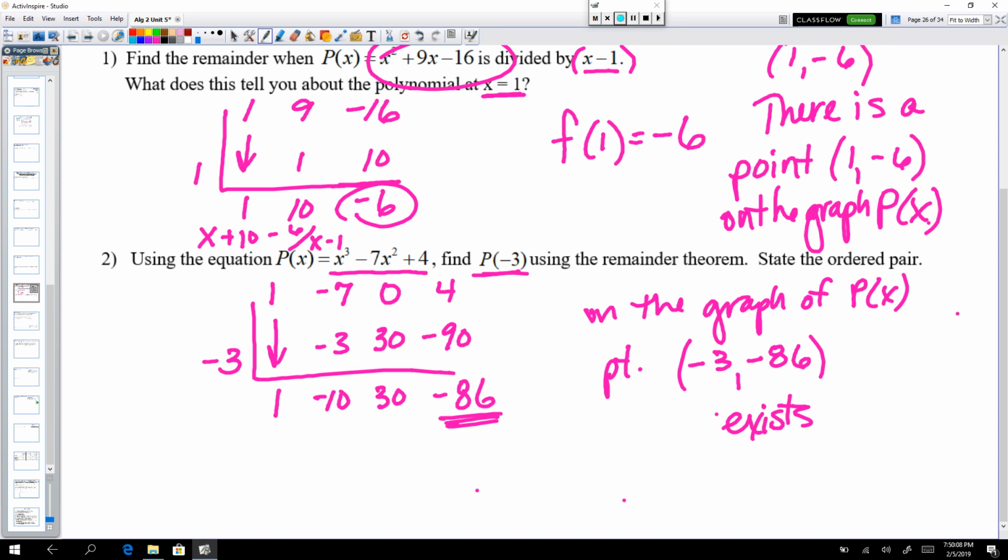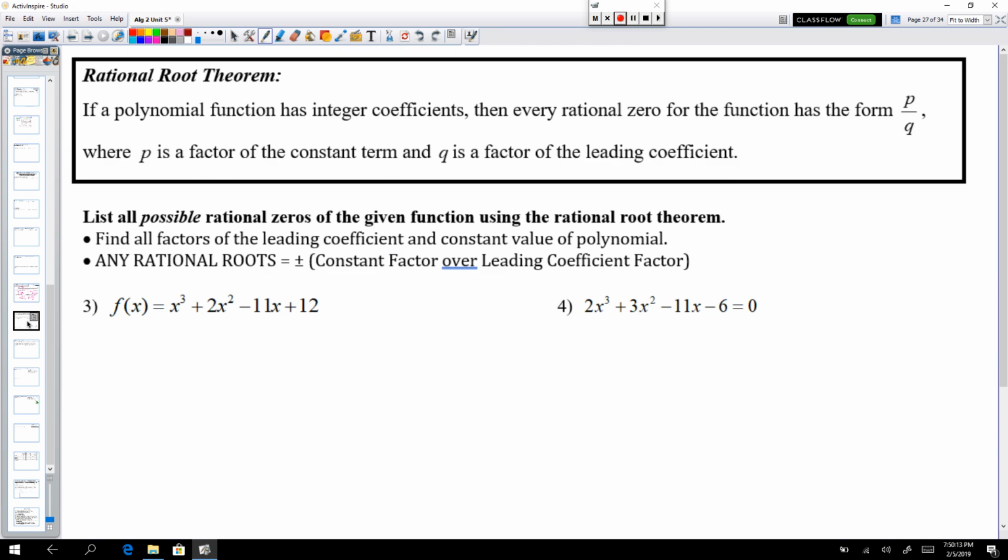Okay? Now let's switch to our next theorem of the day, the rational root theorem. The rational root theorem says if you have a polynomial that has integer coefficients, and that's all we're dealing with in this unit, right? Integer coefficients. No 1/2 x squared or 3/7 y squared or 3/7 x to the third. Nothing like that. Just all nice integer coefficients. That means every rational zero for that function is p over q, where p are factors of the constant term and q are factors of the leading coefficient.